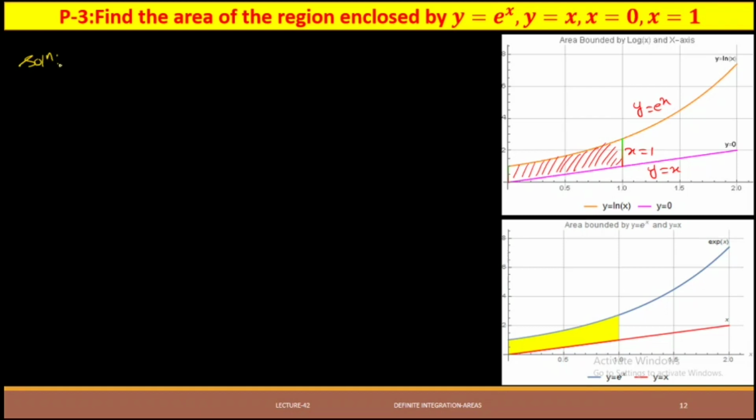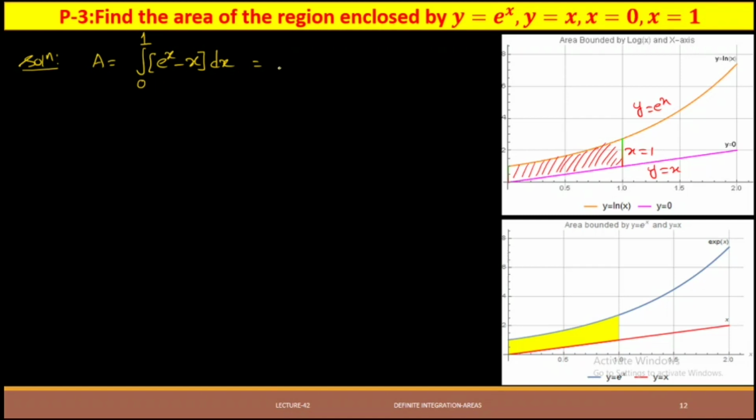Solution. Area A is equal to integral, the limits are from 0 to 1. The upper curve is, here we are applying result 3. Upper curve is e power x minus the lower curve is x. So e power x minus x into dx.